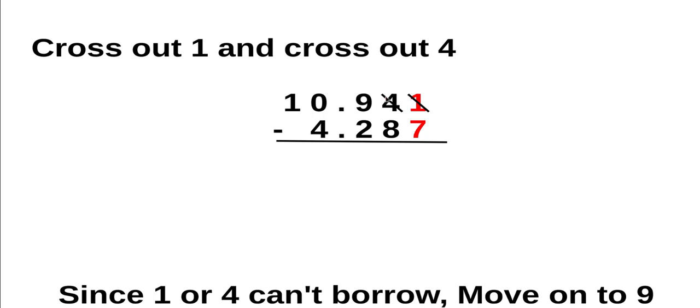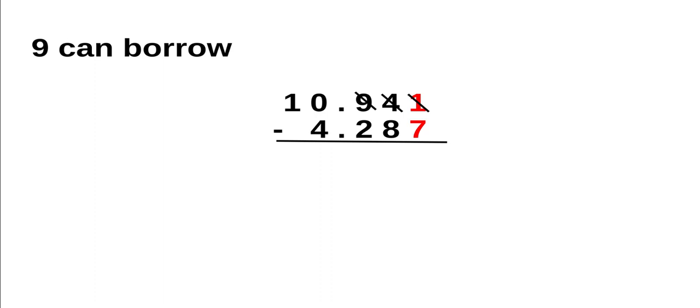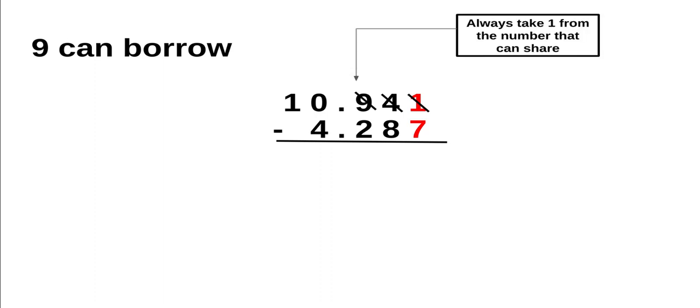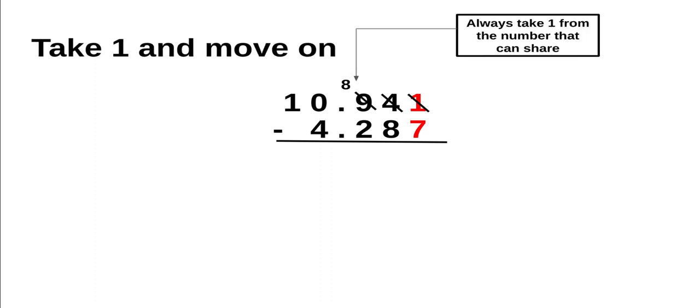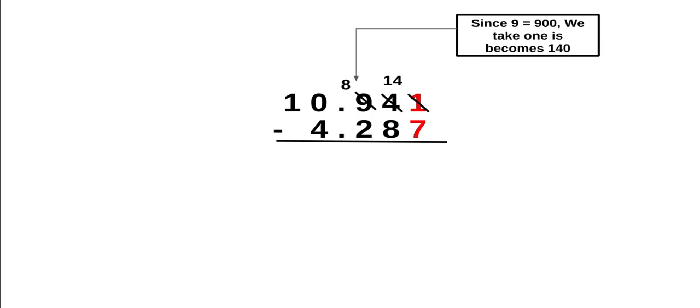4 can't be subtracted, because 8 is greater. We're going to move on to 9. 9 can borrow, so we take 1 from that number. Always 1. We have 9.900, and we can take 0.1 from that, and then transfer 1 over here. That gives 14. Always add 10. If you take 1, you always add 10. That's actually 140.